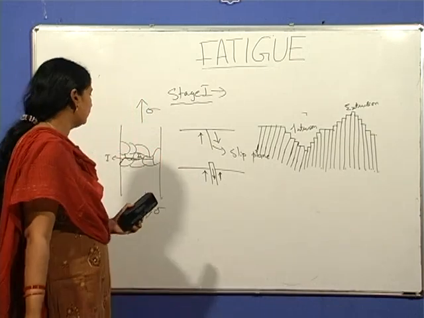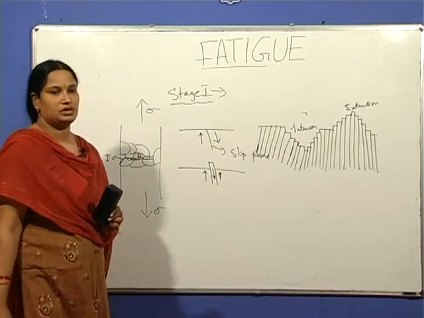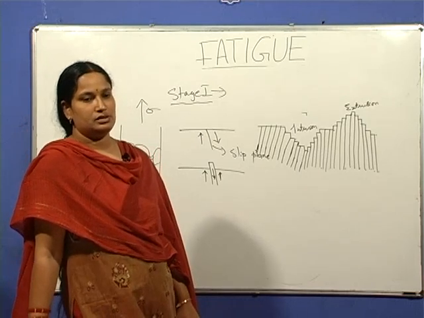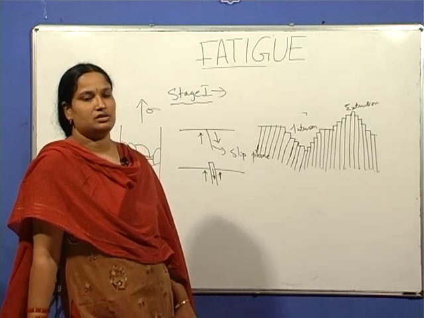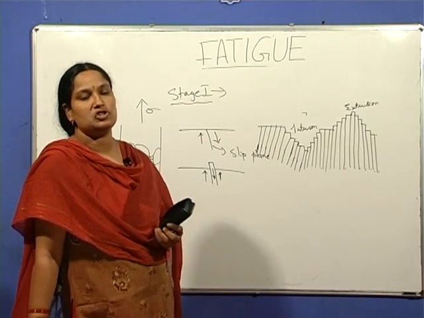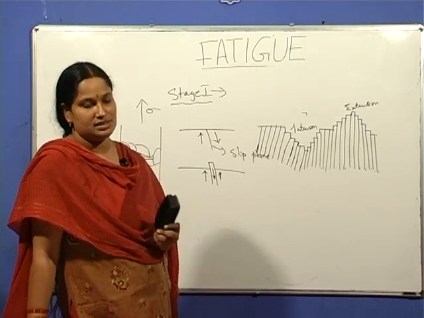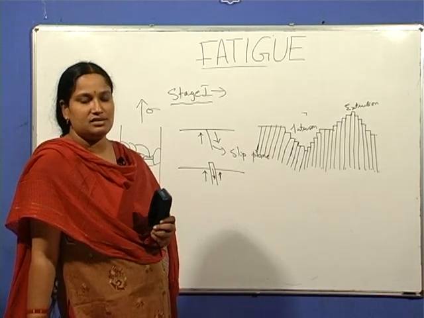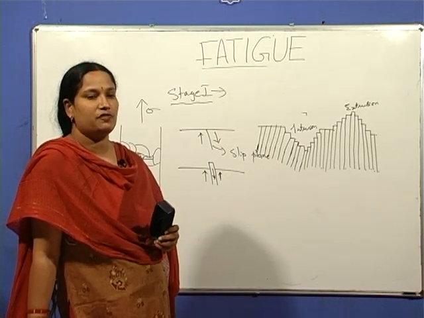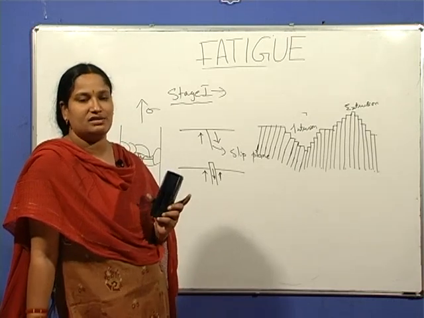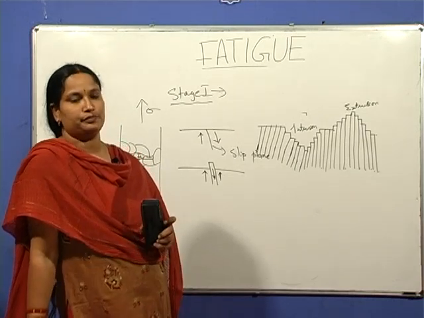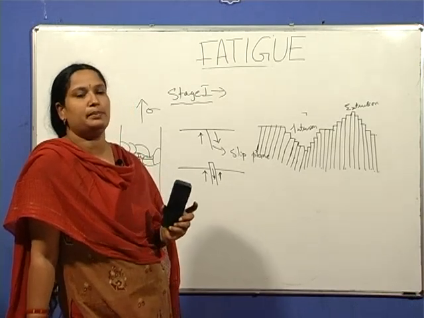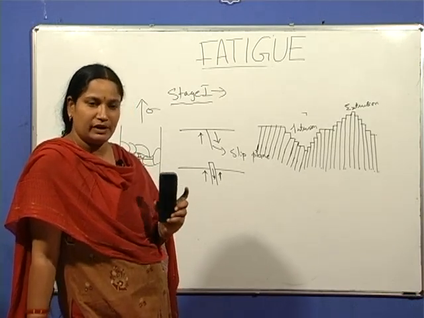So in the case of stage 2, striations are observed. Each striation is approximately equal to 1 cycle. These striations are the characteristic of a material that has failed by fatigue. Even if striations are not present, it doesn't mean that the material has not failed by fatigue.